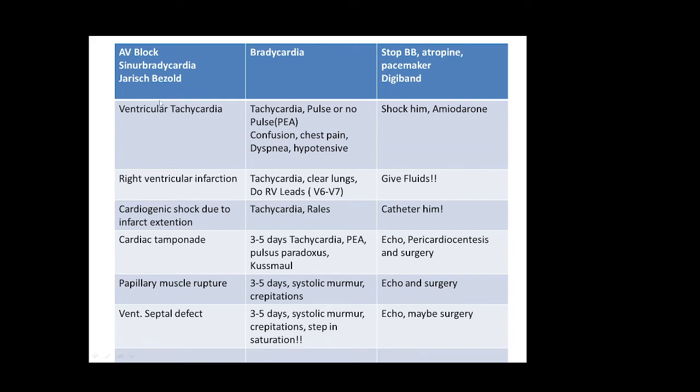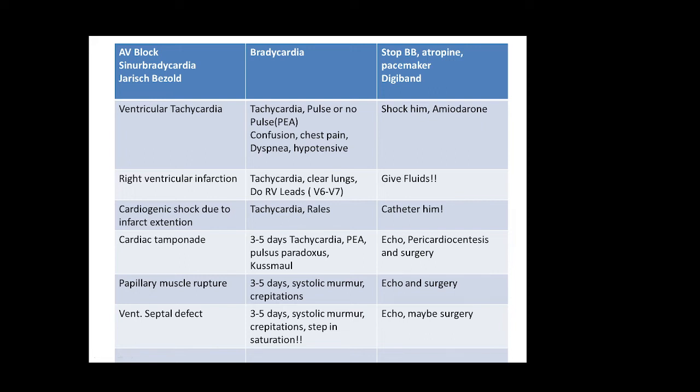Now, if your patient is hypotensive and he has tachycardia, then you think about the following complications. Ventricular tachycardia. Now, ventricular tachycardia, you have two different types. It's either with a pulse or pulseless. If there's no pulse, then this is called pulseless electrical activity. So this is ventricular tachycardia with pulseless electrical activity.